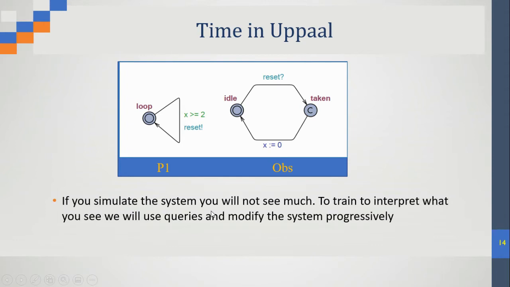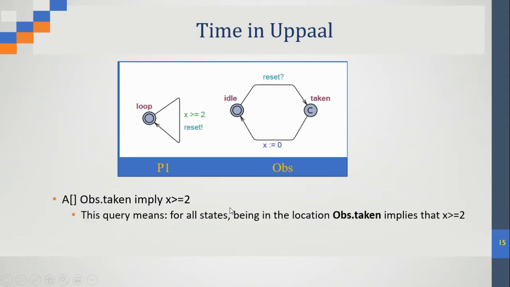Here, for example, if you want to ask about the value of x in this location, we should write queries like this. What do these queries mean? Here we say in all locations, if you are in the ticking location, then the value will be more than 2. So is it correct or wrong? Is it satisfied or not?